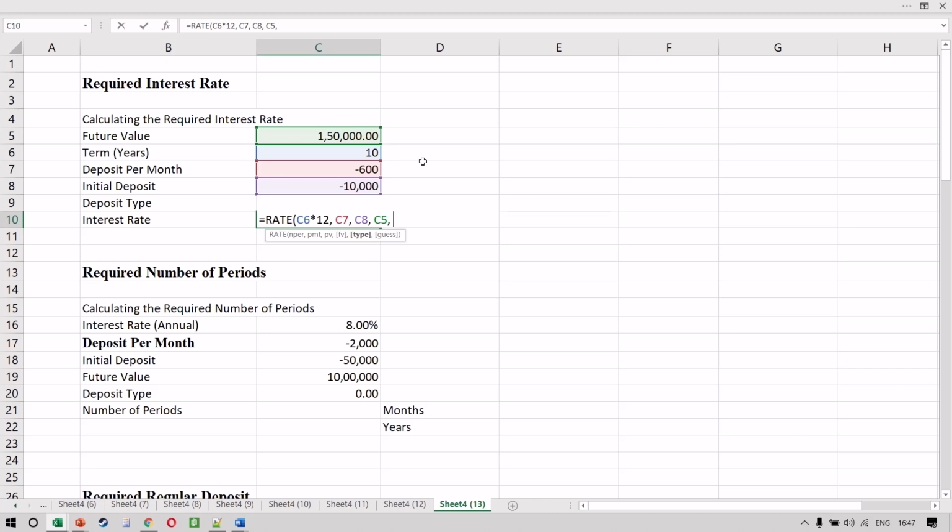And then we have the type as 0, and we can keep the guess as, let's say, 5%. And then we finally multiply this by 12. And this gives us a result of 10% as the interest rate, which is the required interest rate.